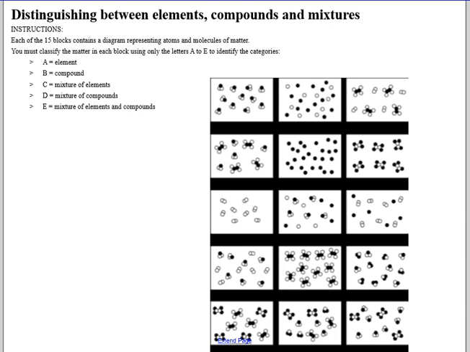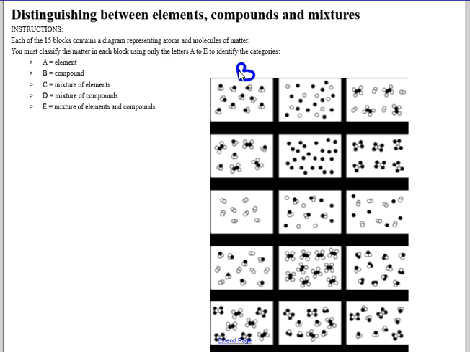In the first example, we can see that some of the particles are black and some are white. There are two different kinds of elements there. We also notice that each little grouping is exactly the same, one black with two whites. Because each grouping is the same and there are no different kinds of groupings, this is a compound. It would be B.